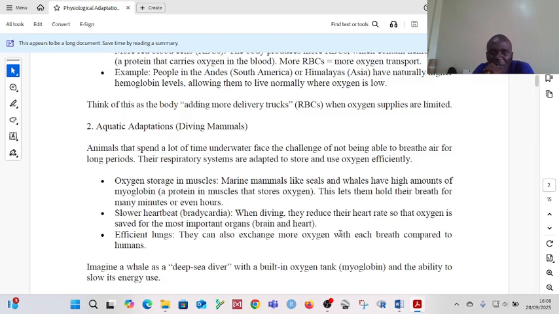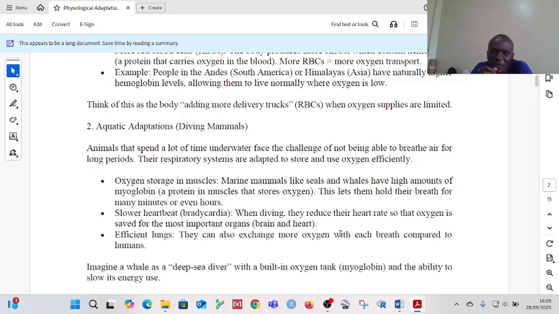Some of the physiological processes that occur: one is the ability to store oxygen within the muscles. Within some of these marine mammals, talk of seals or even whales, they have a protein within their muscles that allows them to store oxygen. This protein is called myoglobin. Okay. What this protein does is let them hold their breath for many minutes or even hours, because anytime they've breathed in, that oxygen is not used up but is stored in the muscles. So when they need it, they can get it from the muscles.